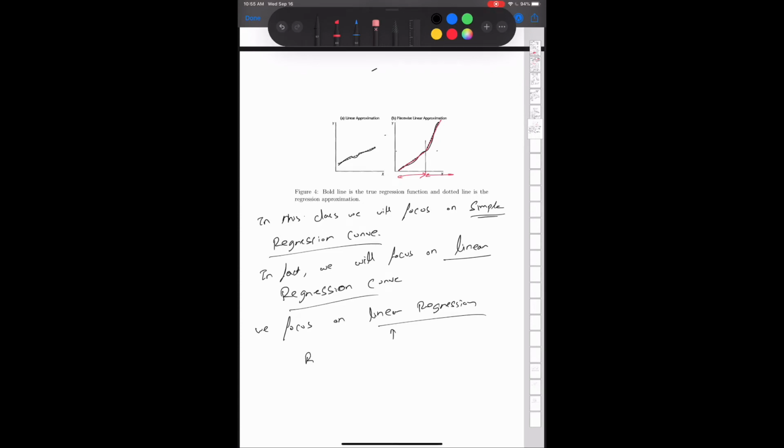So linear regression means a relationship where the regression curve is linear. Okay, so instead of saying relationship where regression curve is linear, we're just going to say linear regression.